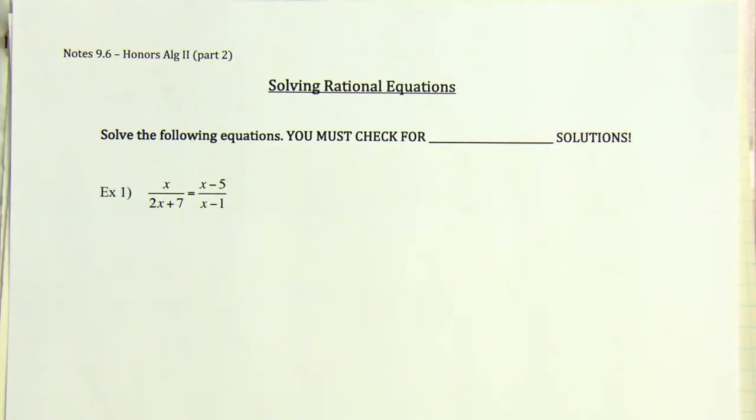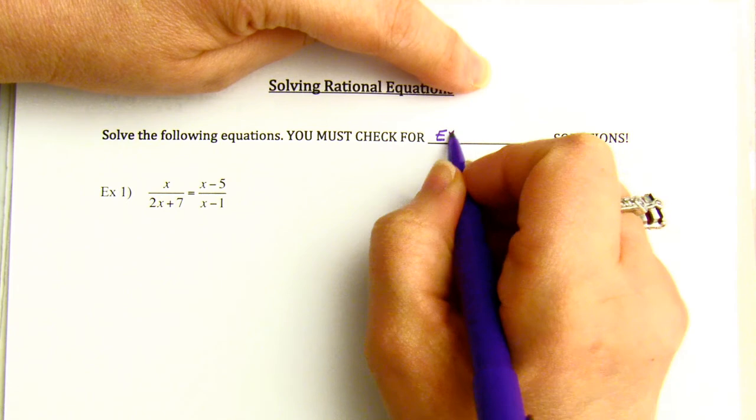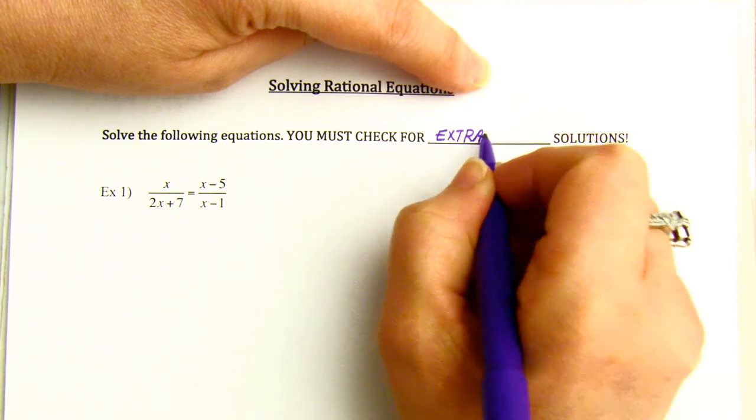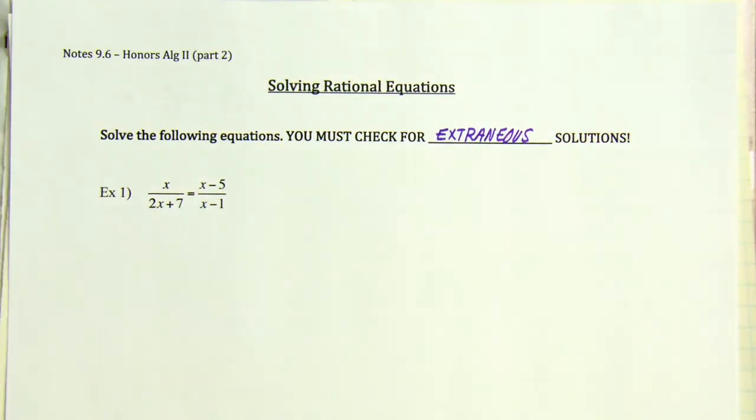Chapter 9, Section 6, Part 2, Solving Rational Equations. So here it says, solve the following equations. You must check for extraneous solutions, which means you need to know what the restrictions are.